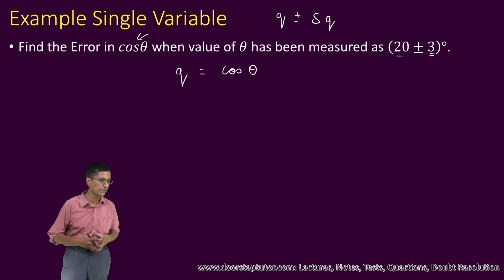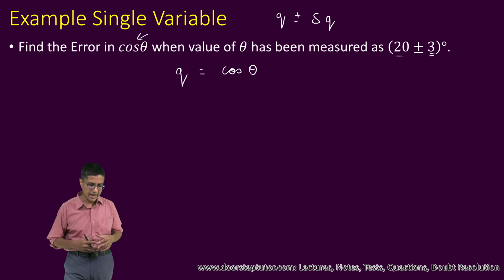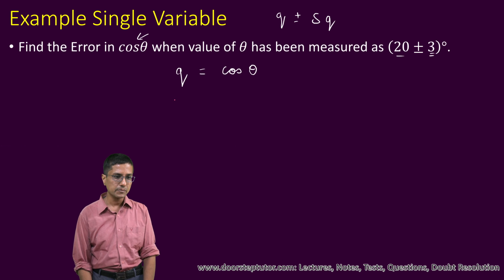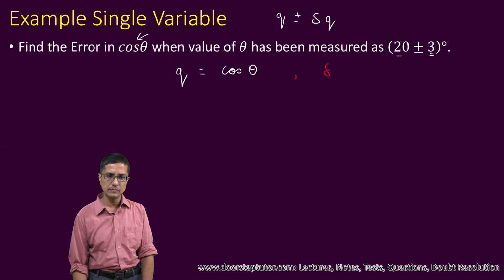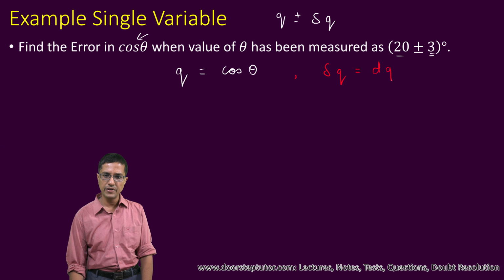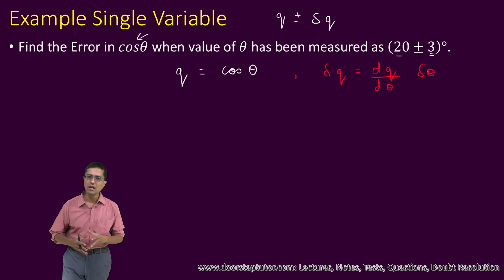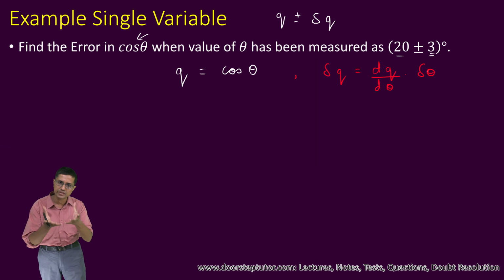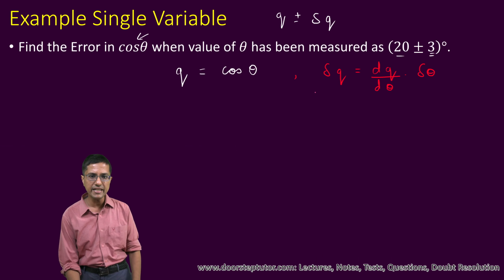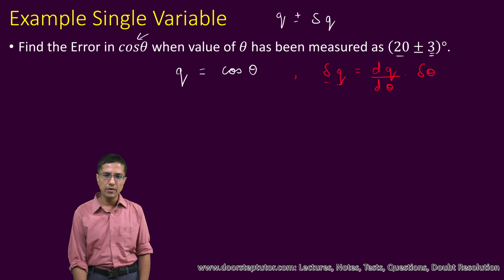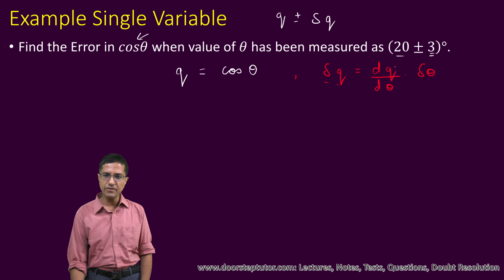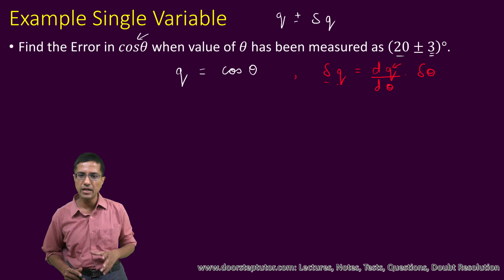We have just given the function a name, and we know that delta q is nothing but dq by d theta multiplied with delta theta. So the small change in theta, the error in theta, if you multiply it with the rate of change of q with respect to theta, we will get the error in q. So the first order of business is to really compute dq by d theta.